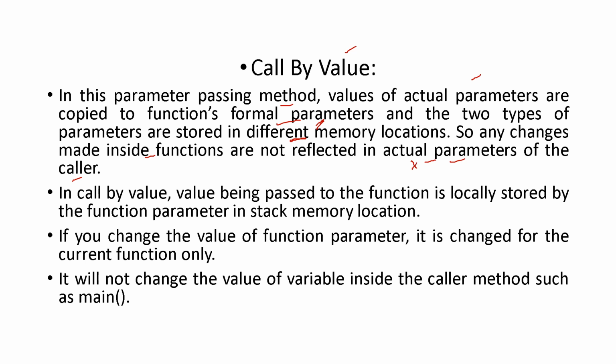In call by value, the value being passed to the function is locally stored by the function parameter in a stack memory location. If you change the value of a function parameter, it is changed for the current function only, because they are located in different memory locations. It will not change the value of the variable inside the caller method such as main. This is explained over here.